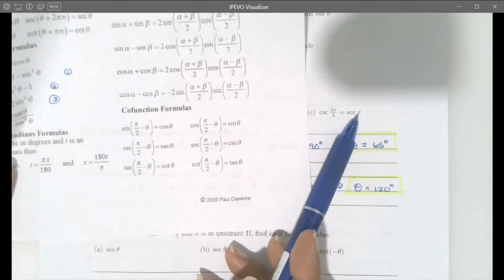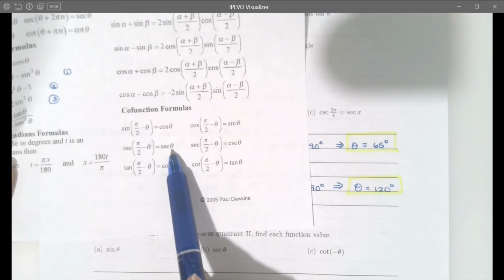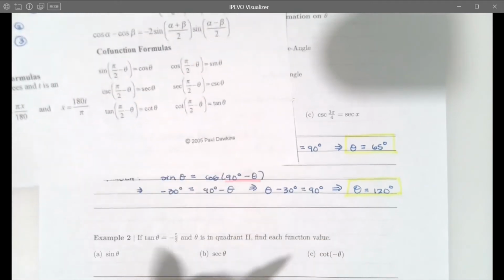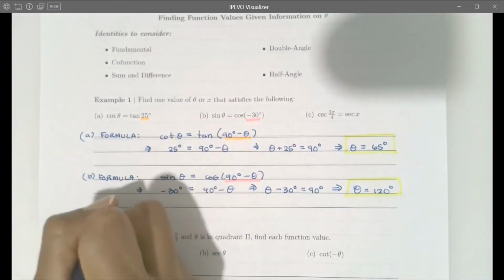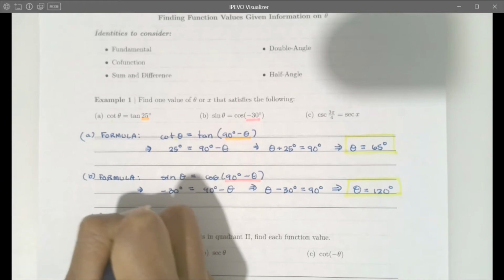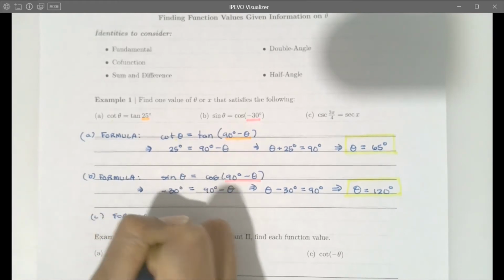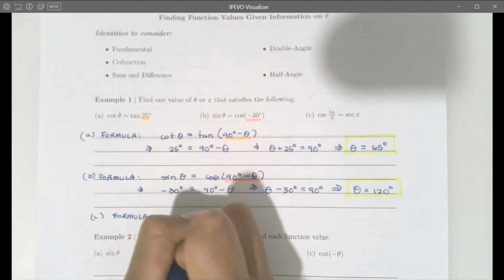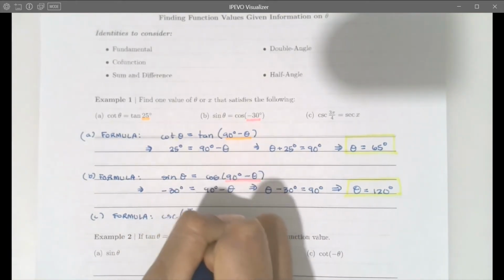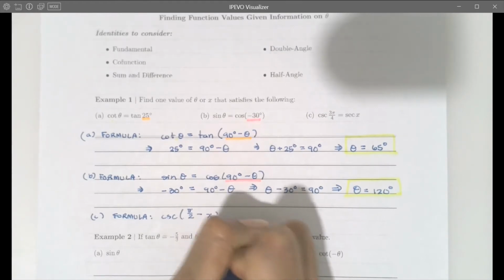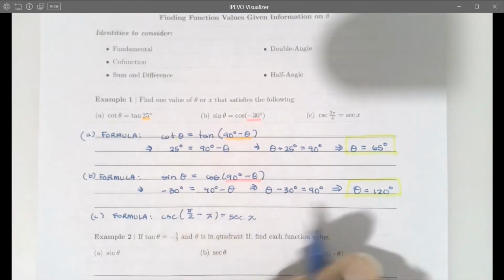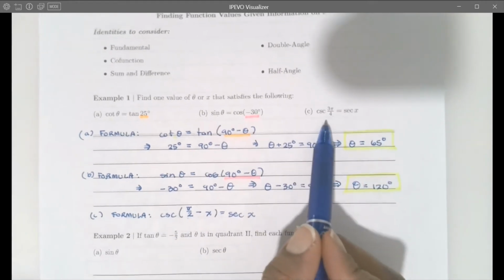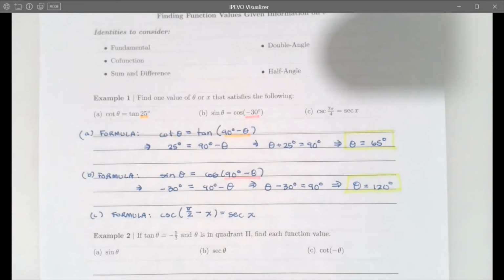In our case, it's x. In the formula, it's theta. But we can always change that to suit our needs. So we're just going to change it to x. Okay, so we'll write it down first. Alright, so the formula reads cosecant of pi over 2 minus x is equal to secant of x. And this time we're leaving it in radians because the cosecant is given to us as radians.